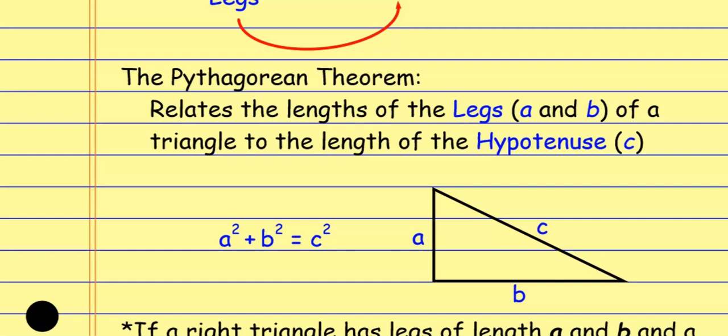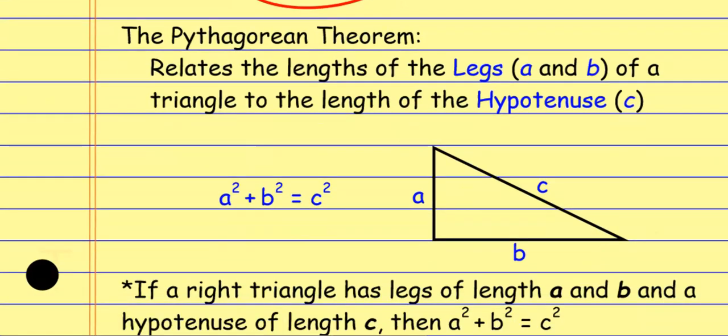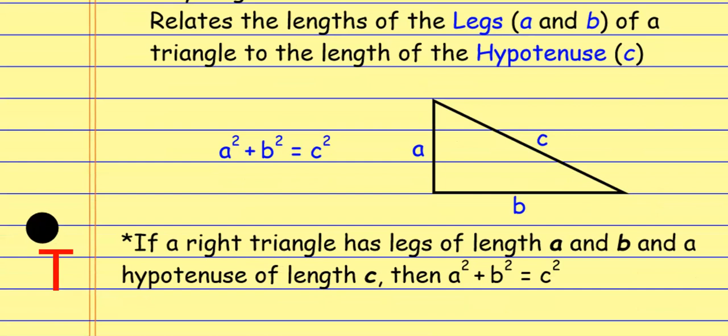That's really what the Pythagorean Theorem says. If a triangle has legs of length a and b and hypotenuse length c, then a squared plus b squared equals c squared. Again, the important piece is the hypotenuse. That's the thing that has to be by itself. So a squared plus b squared equals c squared: leg squared plus leg squared equals hypotenuse squared.